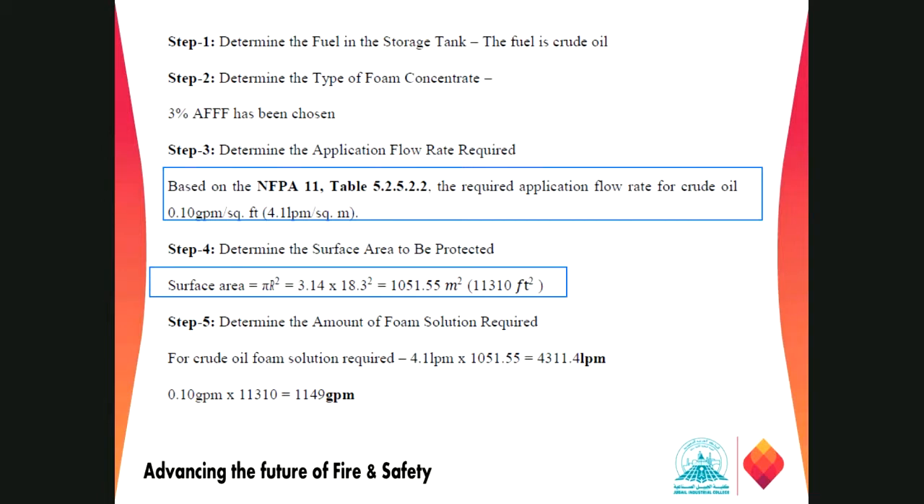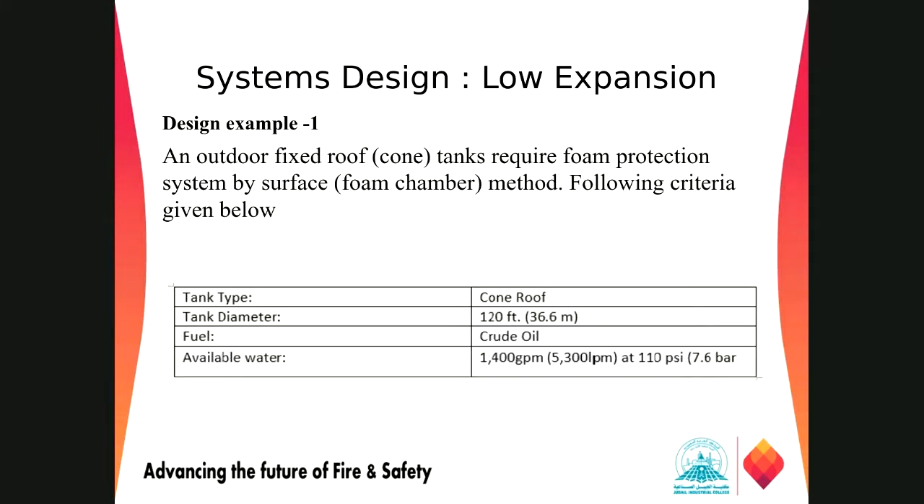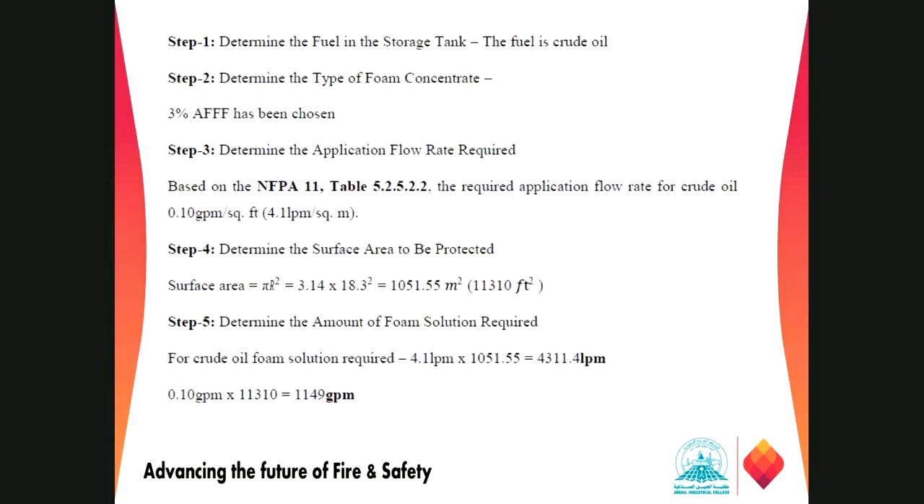So based on that, we multiply 3.14 into 18.3, which is the radius of this tank. You guys are there, right? Yes, Mr. Ravi. Okay, so we have our diameter around 36.6 meters, divided by 2 for getting the radius. And then putting the value of 18.3 here, we got the surface area of around 1051 square meters, or 11,310 square feet.